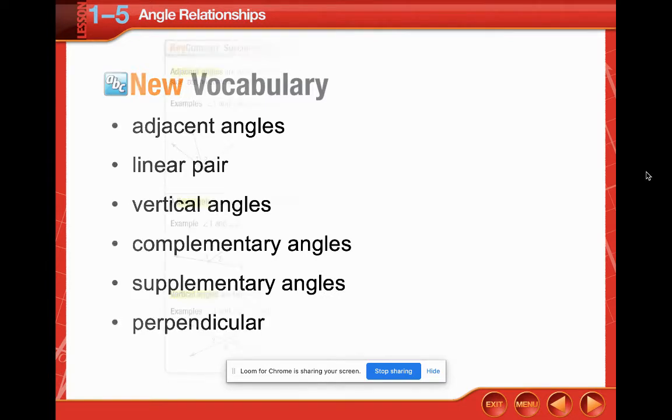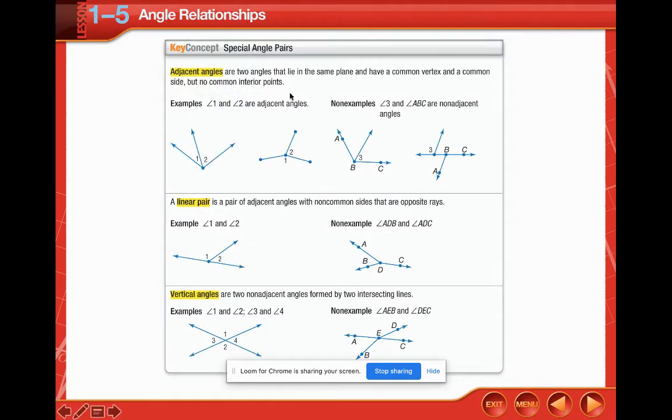All right, let's go through this. Adjacent angles are two angles that lie in the same plane and have a common vertex and a common side, but no common interior points. So 1 and 2 are adjacent, and 3 and ABC are not adjacent. Here's ABC, and here's 3. They're not adjacent: 3's here, ABC's over here.